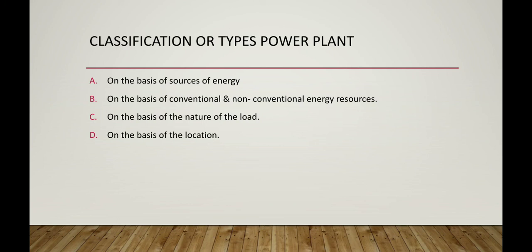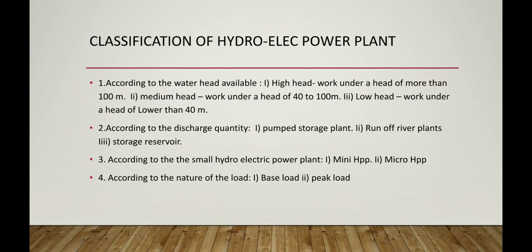The third major type is on the basis of the nature of the load. It is divided into three types: peak load, base load and standby load. The last one is on the basis of location, that is, central power station or isolated power station. So this is the general classification of power plants.